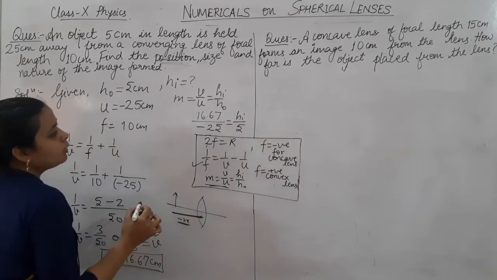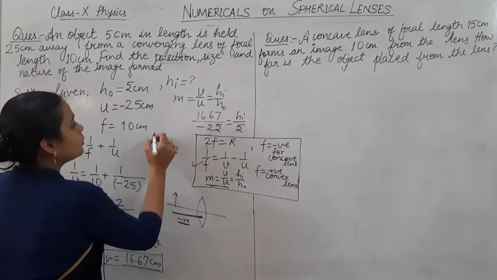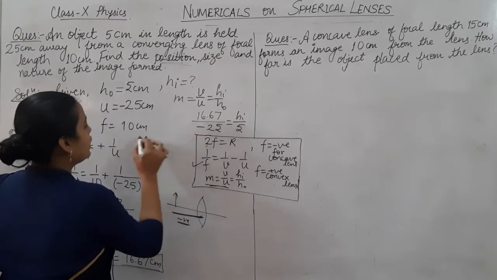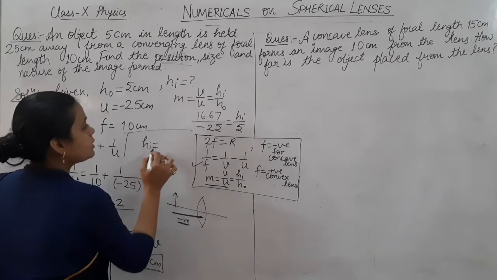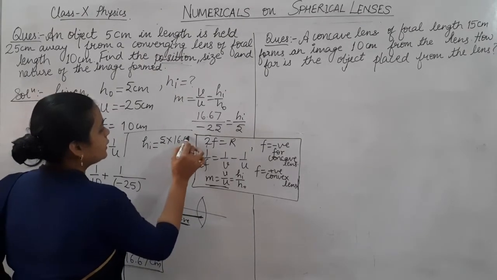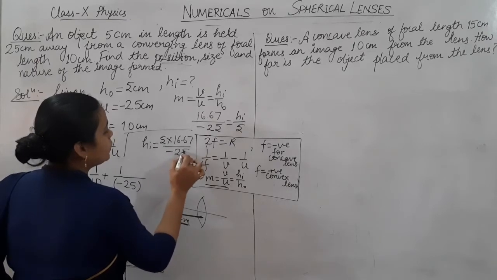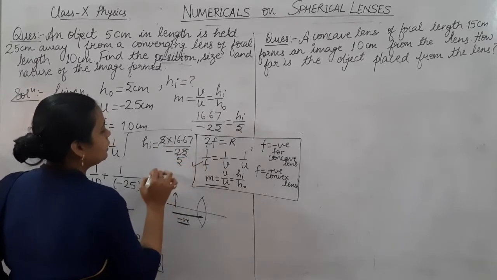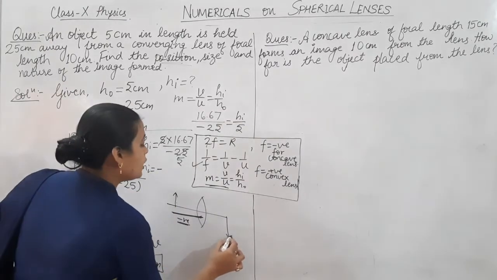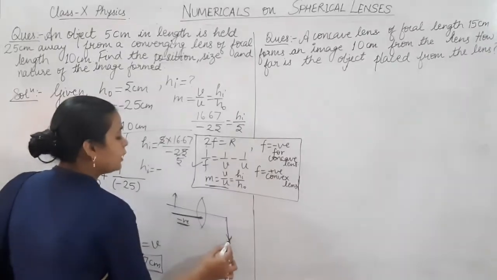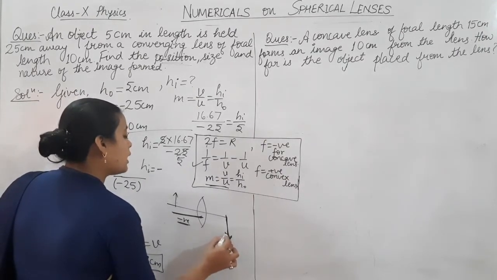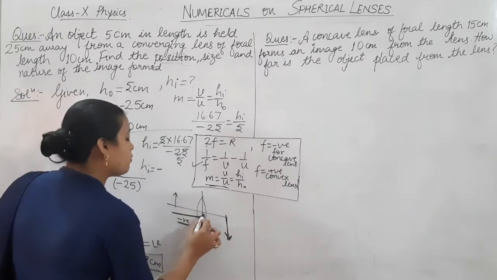How will you find out this? HI is equal to 5 into 16.67 upon minus 25. 5 will cancel this 25. It will be negative, and it should be negative because the image is going to be formed on this side in this manner, and this line will be parallel to the negative y-axis.